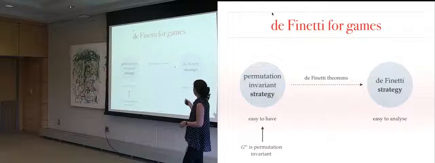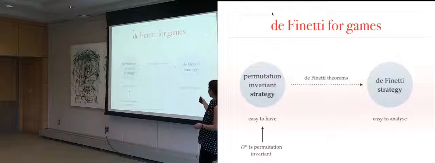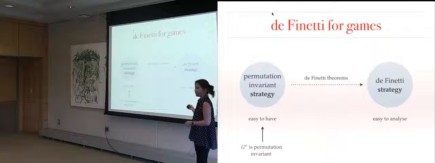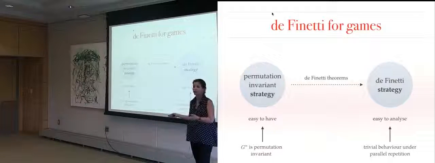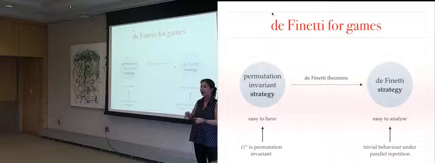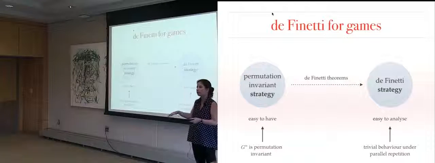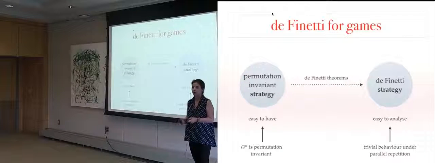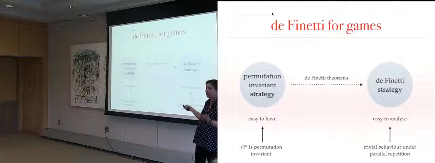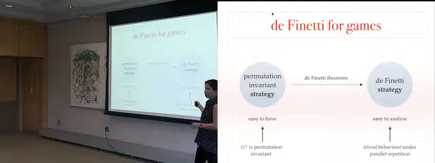Then we want to use a de Finetti theorem, which will allow us to basically go to a case where we only need to analyze the de Finetti strategy. In this case, it's easy to analyze. Why? Because de Finetti strategies have this trivial structure of convex combination of IID, and IID strategies behave trivially under parallel repetition. So this is very easy to analyze. And if you think about this, it is exactly what we want to do. We want to show that any permutation invariant strategy, or any general strategy for the repeated game, is more or less as good as a de Finetti strategy. So this is a very natural fit.